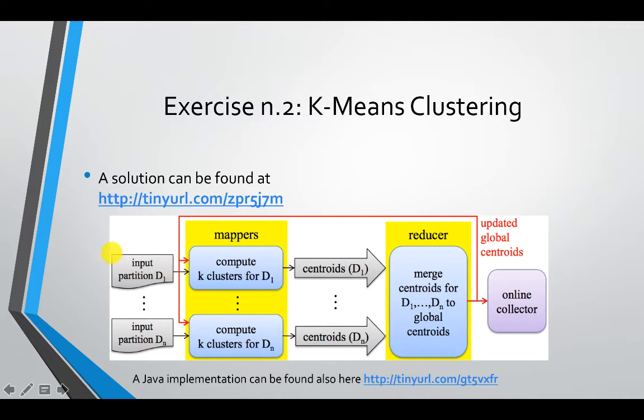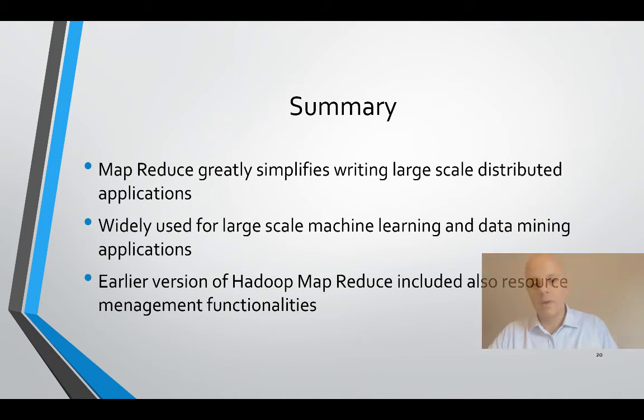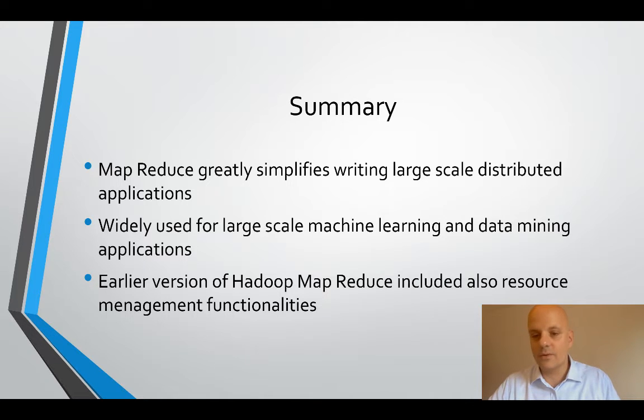Here we have a solution, very simple. We have the partitions as input. The mappers compute k clusters for each partition. Centroids are calculated. And the reducer merges centroids for the partitions into global centroids. And this is a loop that is done until you cluster all your points. There is also a Java implementation you can find online. This is the address. So we are closing this session now.